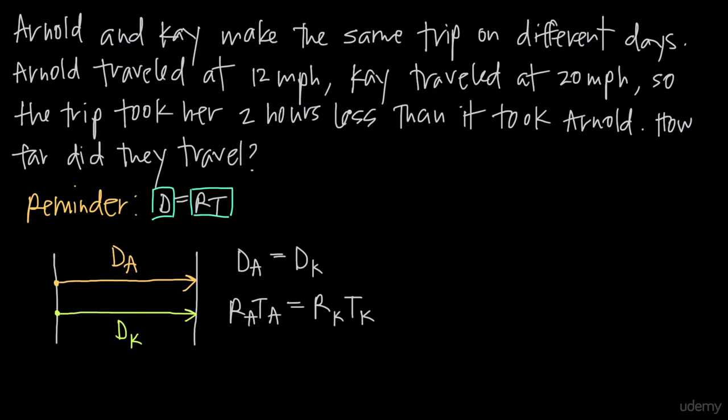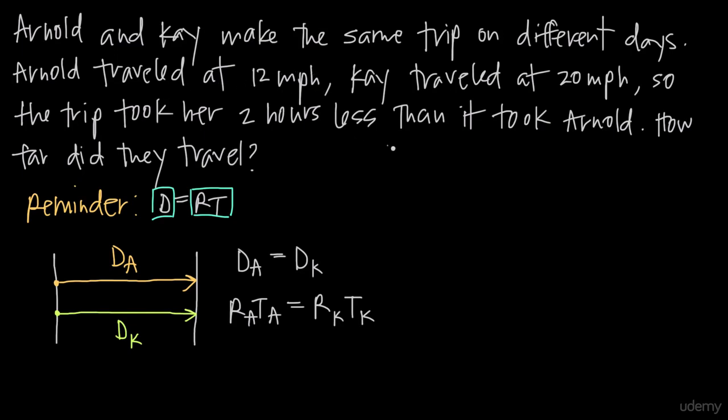given in this problem is about Arnold and Kay's rate and time. We haven't been given any information about their distance. That's the unknown that we need to find. So we wanted to get the equation in this form so that we could start plugging in some of the values we've been given. So let's write down what we know, what we've been told in the problem. It says Arnold traveled at a rate of 12 miles an hour.